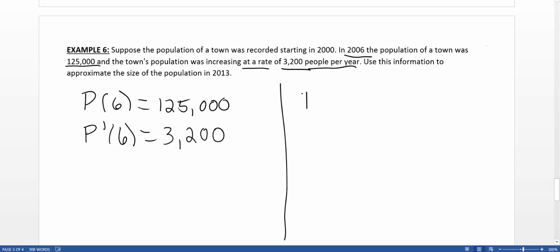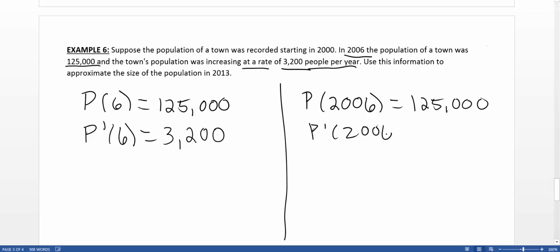Exactly the same, we could have done P of 2006. We could put the year right in because it doesn't tell us how we have to use our t. P of 2006 is 125,000, and P prime of 2006 is going to be 3,200. These are the same exact thing. I'm going to stick with the one on the left because I like to set time equal to 0 when I start measuring, but you could have done this either way.